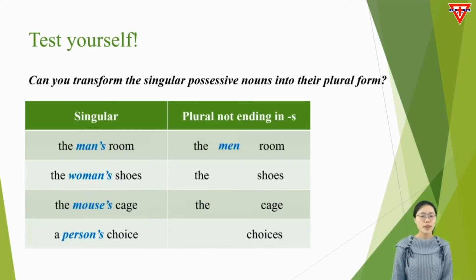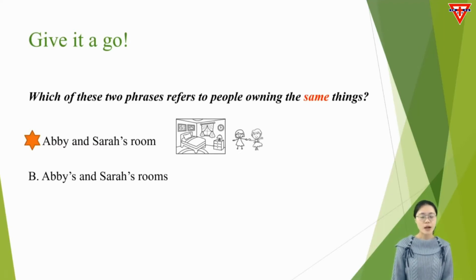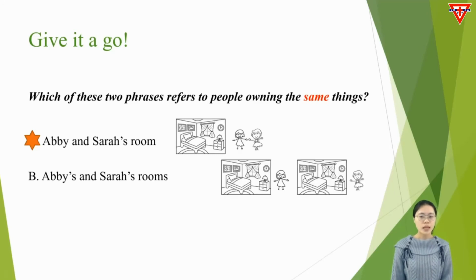First, we make the noun plural, then add an apostrophe and S. See if you get them right. Next question. Which of these 2 phrases refers to the people owning the same thing? A or B? The answer is A. If I say Abby and Sarah's room, it means they share a room together. But Abby's and Sarah's rooms means they each have their own room.